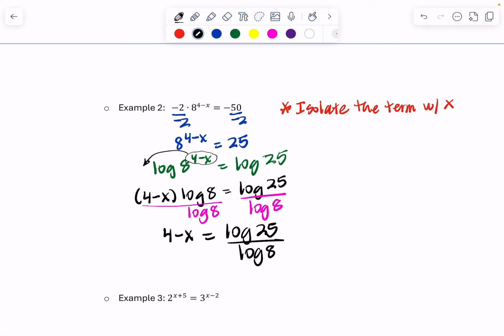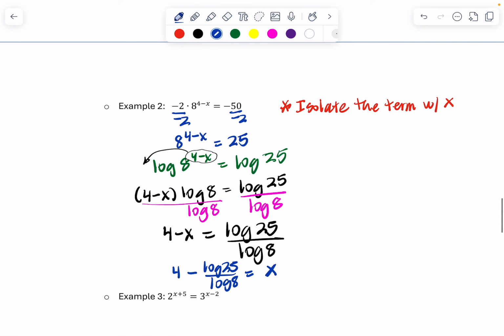All right, so I could subtract the 4, but then I'd have to divide by a negative. So what I'm choosing to do is subtract the log 25 over log 8 and add the x to the other side. Notice I'm just trying to save a step so I don't have to write as much. Instead of subtracting the 4 and then dividing by -1, I'm going to do the same thing if I just add the x to the other side and subtract the log 25 over log 8.